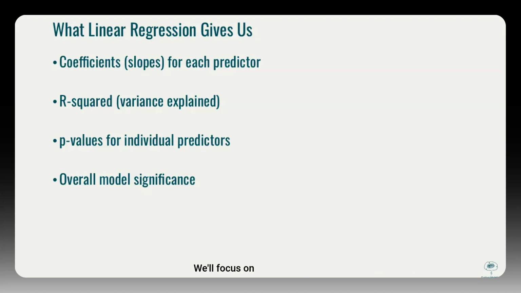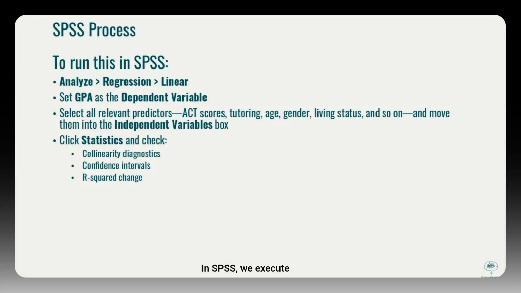We'll focus on p-values for statistical significance, coefficients for direction and strength, and R-squared to see how much GPA variance the model captures. So we can say things like, after controlling for ACT score and demographics, tutoring still has a significant positive effect on GPA. To run a multiple linear regression in SPSS, we execute the following process. SPSS will provide a model summary, R and R-squared, an analysis of variance table for overall fit, coefficients for each predictor, and a significance test for each variable.